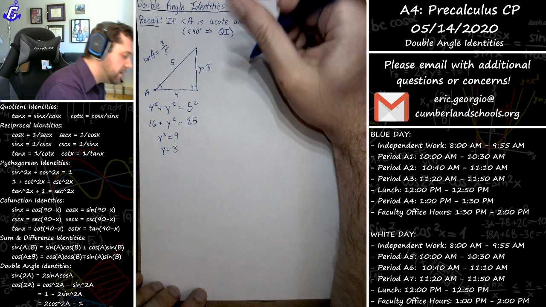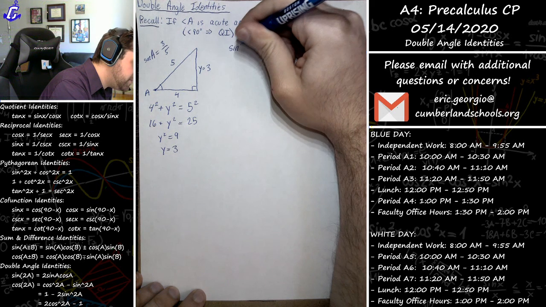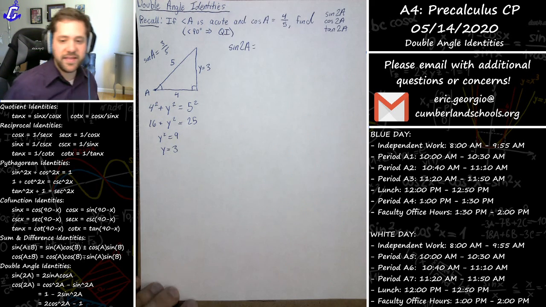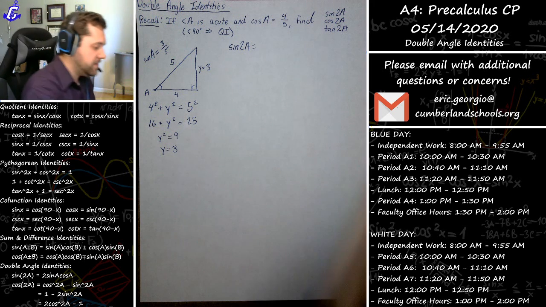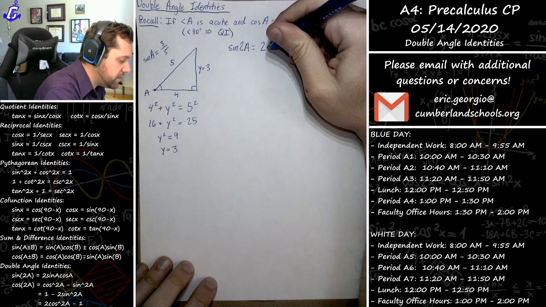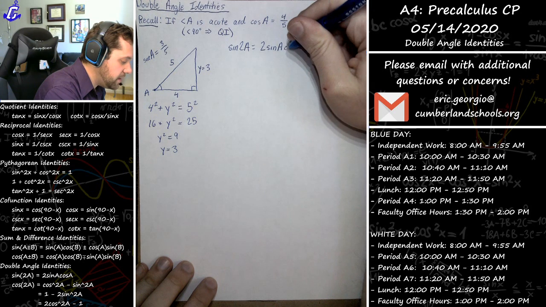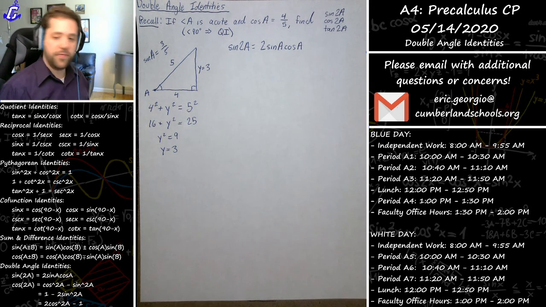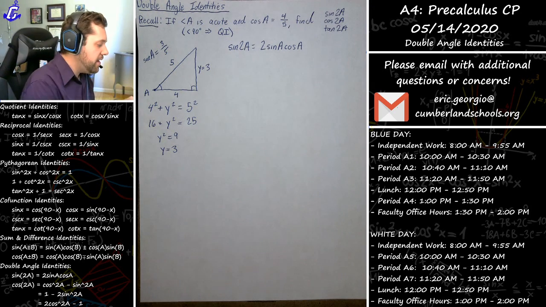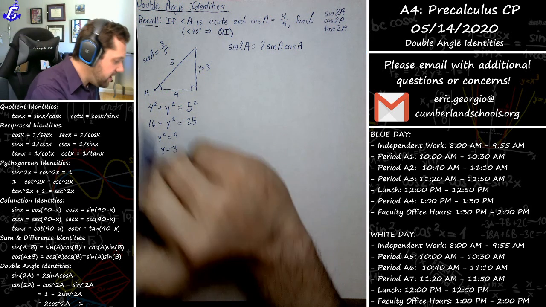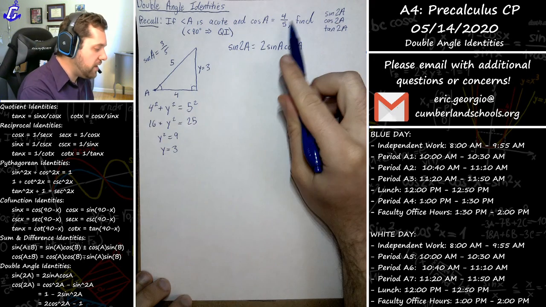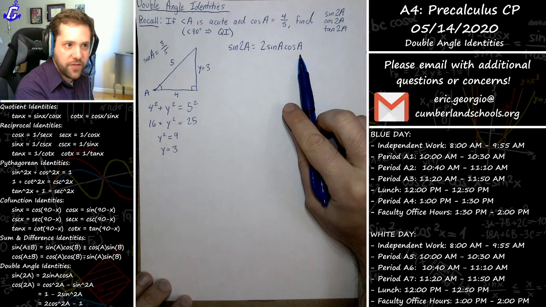Let's start with the sine. Just to review, the sine of 2A, according to our double angle identities, which I added to the sidebar at the bottom there, is defined as 2 times the sine of A times the cosine of A. We know sine of A, which we just found, is 3/5, and we know cosine of A is 4/5.